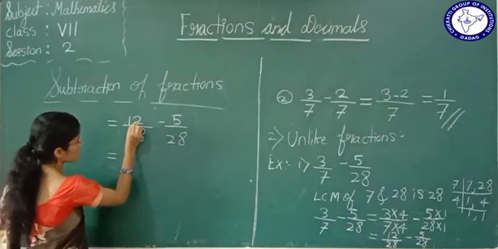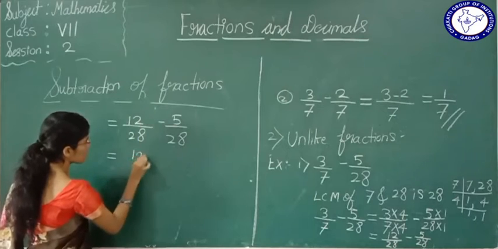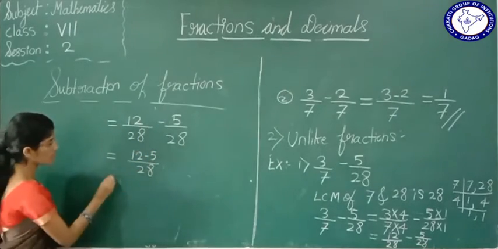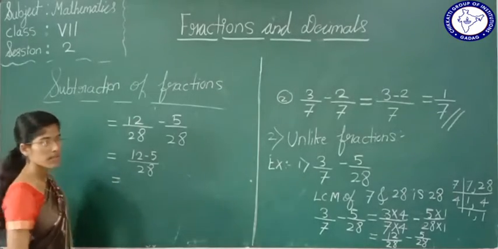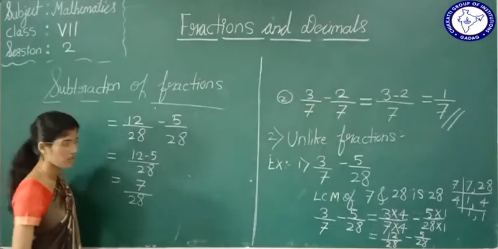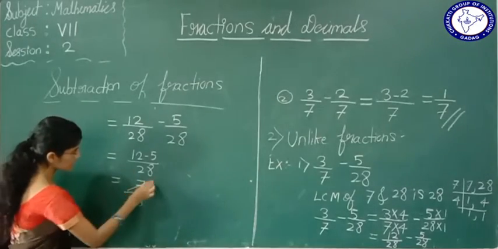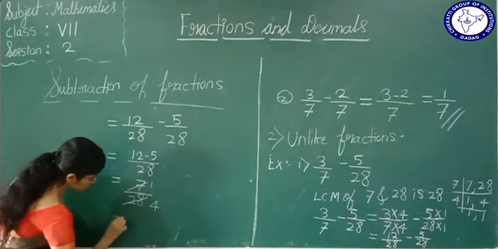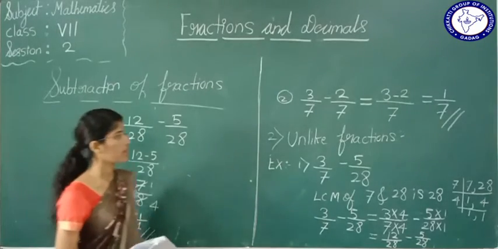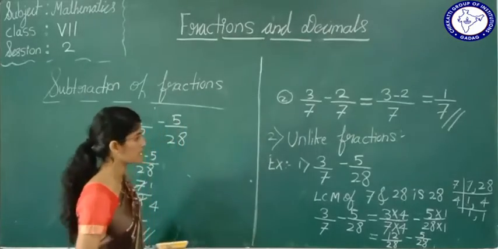Now see, we have to subtract the numerator keeping the denominator same. What is 12 minus 5? 12 minus 5 is 7. 7 by 28. Okay. This can be written as 7 ones are 7, 7 fours are 28. Here it will be 1 by 4. Okay. We will see one more example for this.